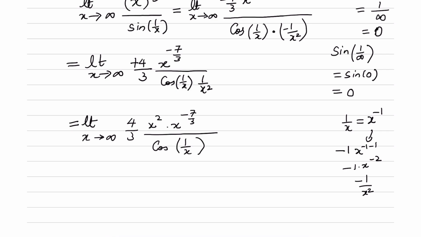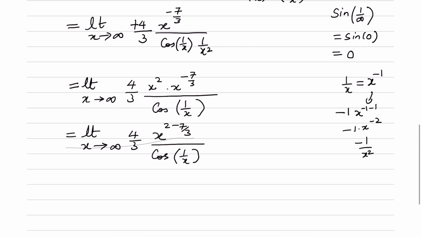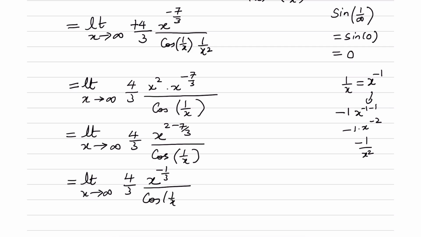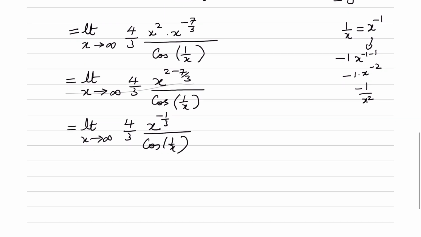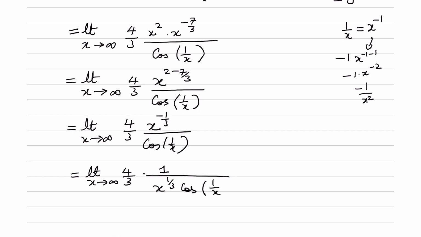We will continue to simplify. We have x to the power 2 minus 7 by 3. By taking the LCM, we get minus 1 by 3 over cos 1 over x. We will still continue to simplify. We will bring x to the power minus 1 by 3 down. It becomes x to the power 1 by 3 cos 1 by x.